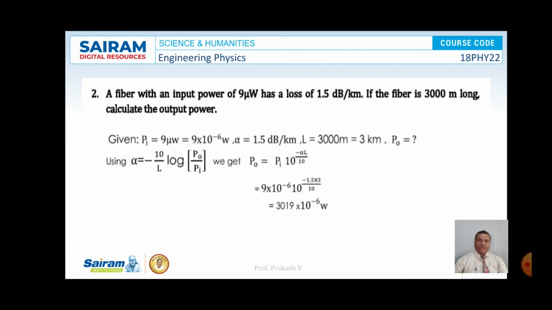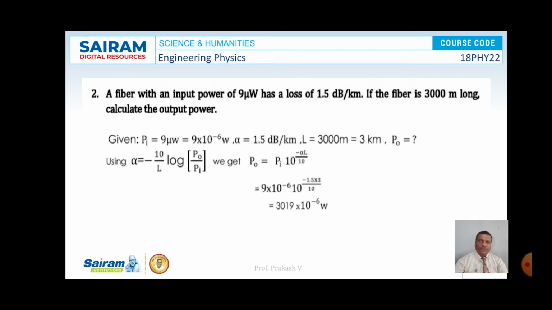A fiber with an input power of 9 microwatt has a loss of 1.5 dB per kilometer. If the fiber is 3000 meter long, calculate the output power. So input power is 9 microwatt, that is 9 into 10 to the power of minus 6 watts, attenuation alpha is 1.5 dB per kilometer and the length of the fiber is 3000 meter or 3 kilometers. What is the value of output power, that is P naught?